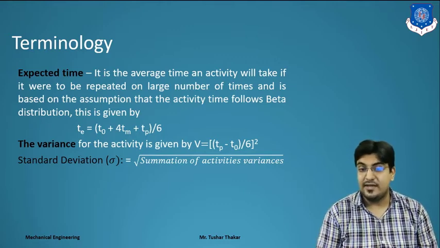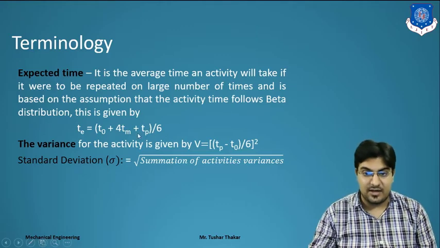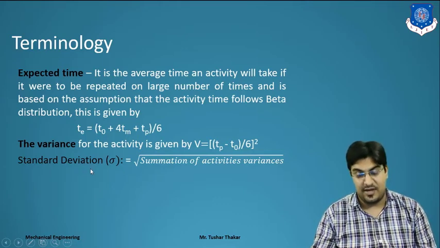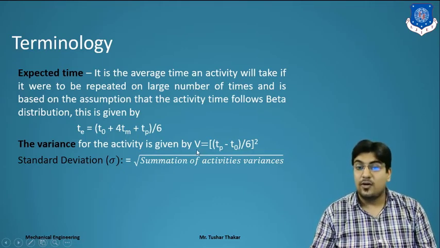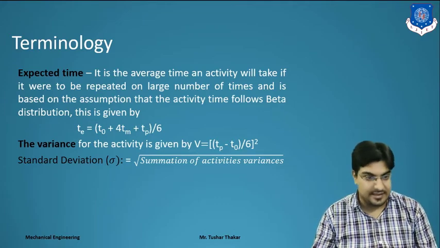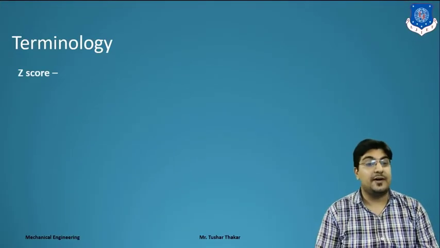What is the standard deviation? It is the square root of the summation of the activities' variances. We find the variance of each activity, and from the summation of all the variances we can get the standard deviation. Clear? This is only for a critical path or a particular project path. Clear? So next we can find the Z-score.